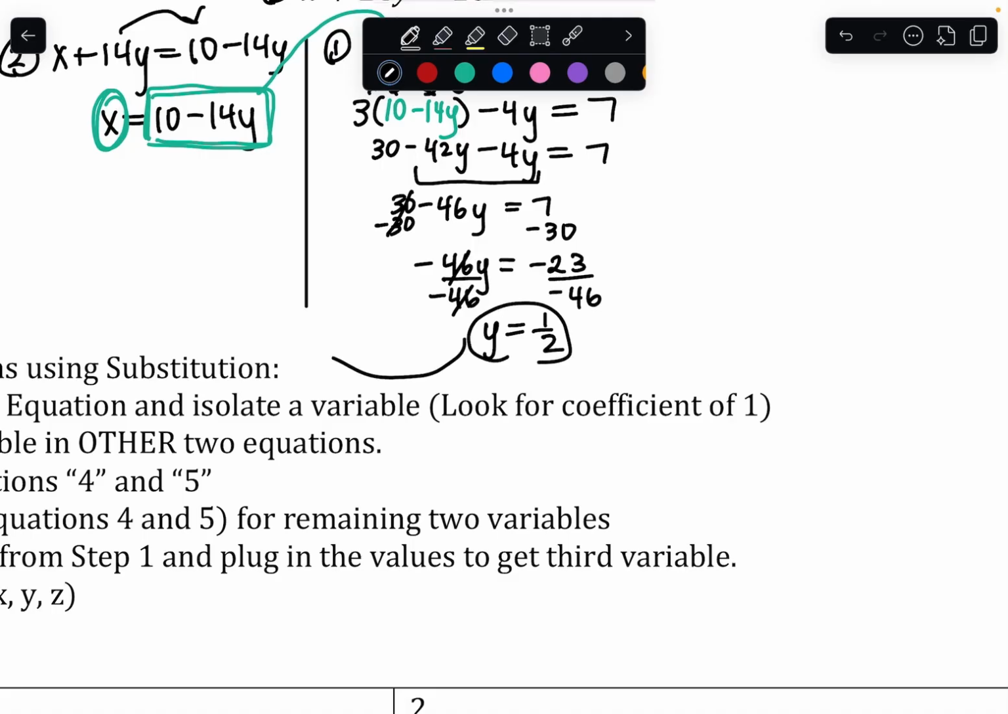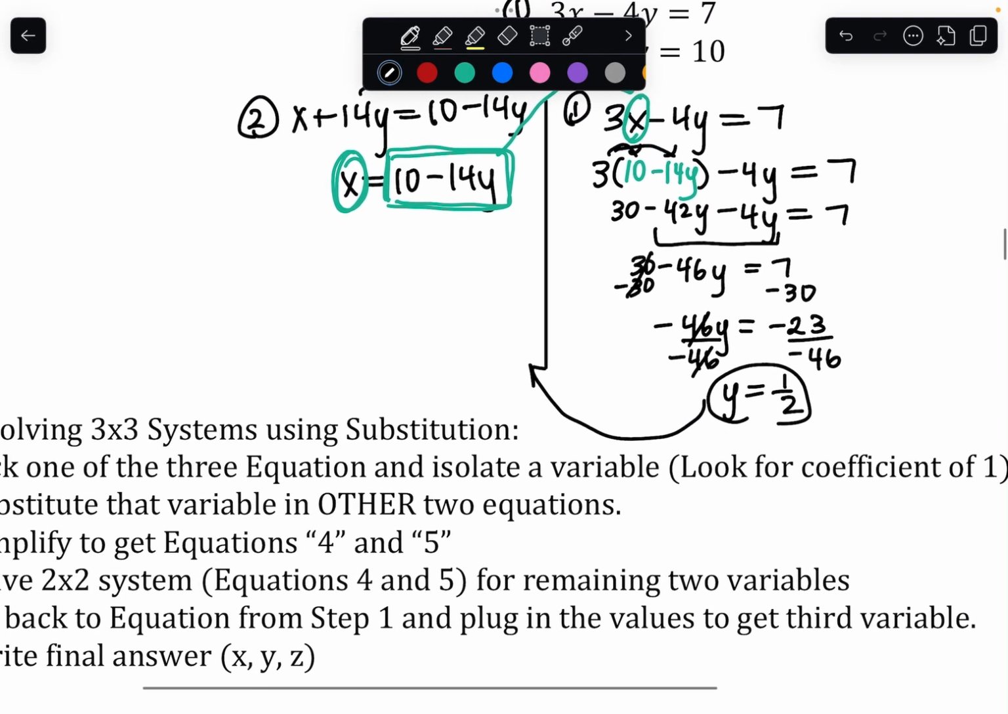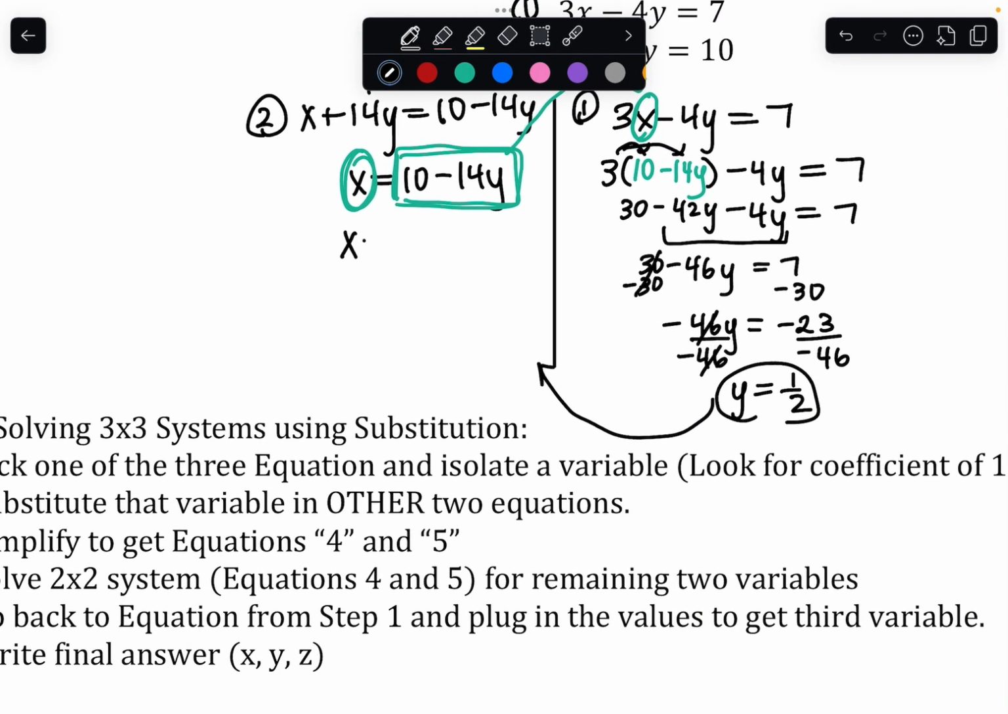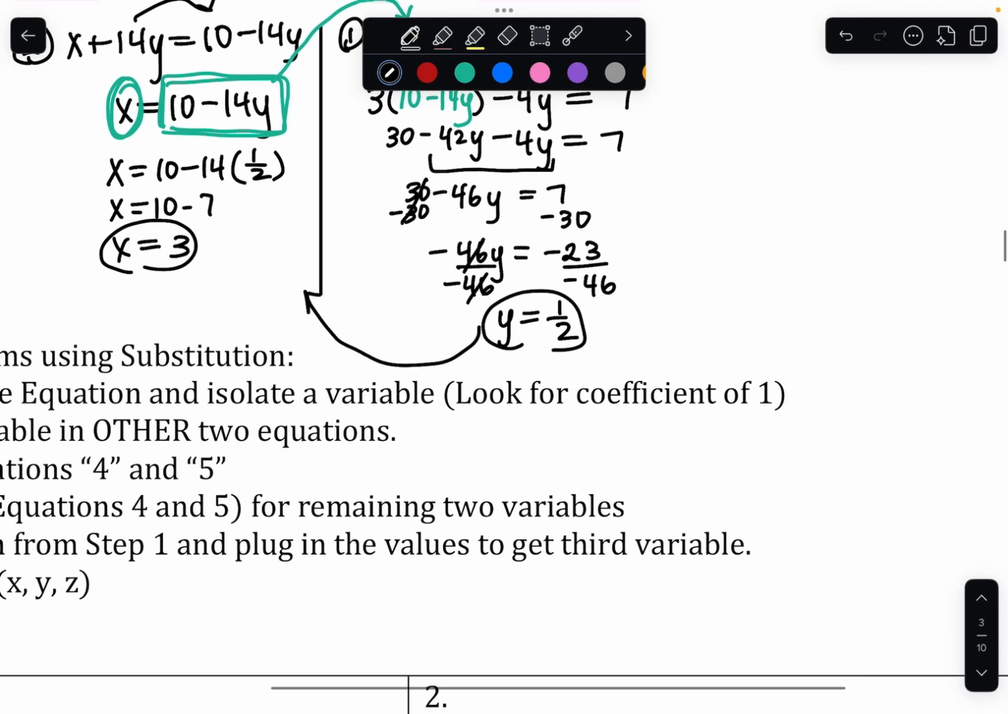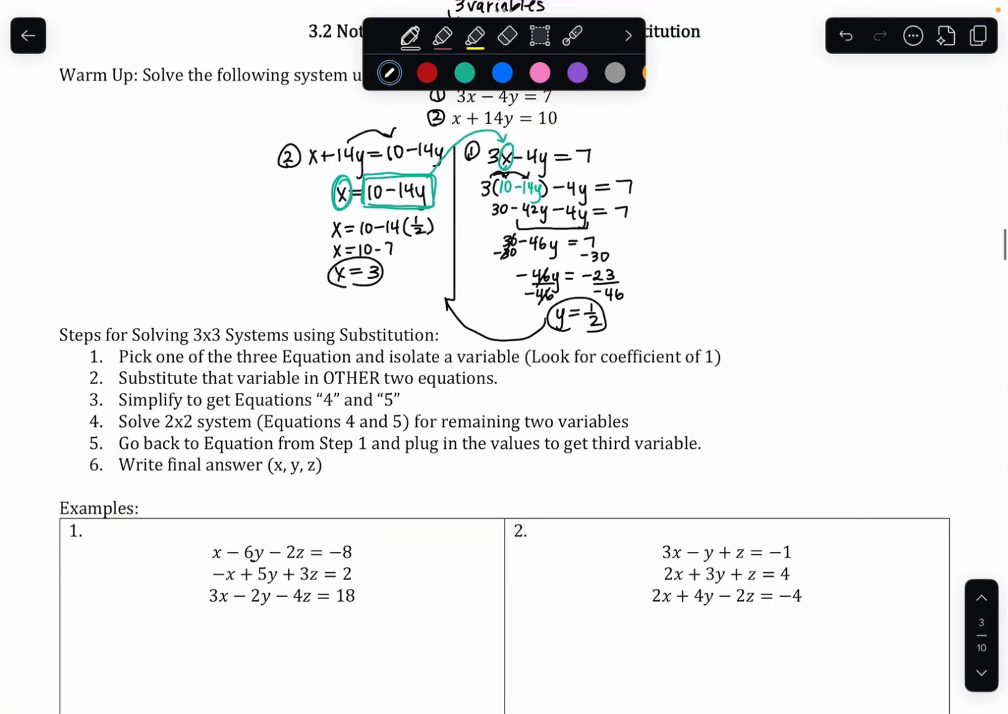Once you have y, go back to the first column where we had x solved for, and we are going to substitute that value for y. That's going to give us x. So 14 times 1/2 is 7, and so x equals 3. And write your final answer as an ordered pair, (3, 1/2).